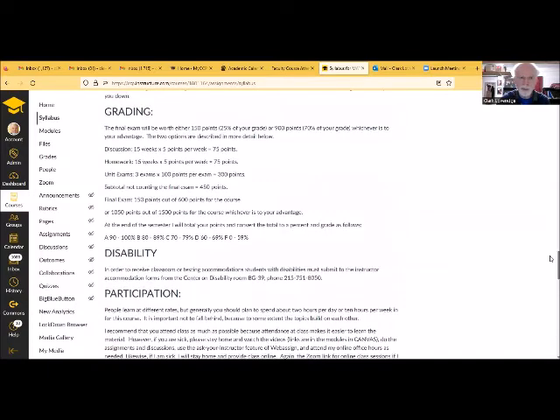Grading: weekly discussions, 5 points per week, times 15 weeks, 75 points. Homework, 5 points per week, times 15 weeks, 75 points. There's 3 unit exams, 100 points each, or 300 points. So there's going to be a total of 450 points, not counting the final. I count the final exam in 2 different ways, whichever works out to your advantage. 150 points out of 600 for the course, that would be about 25% of your grade, or 1,050 points out of 1,500 for the course, which would be about 70% of your grade.